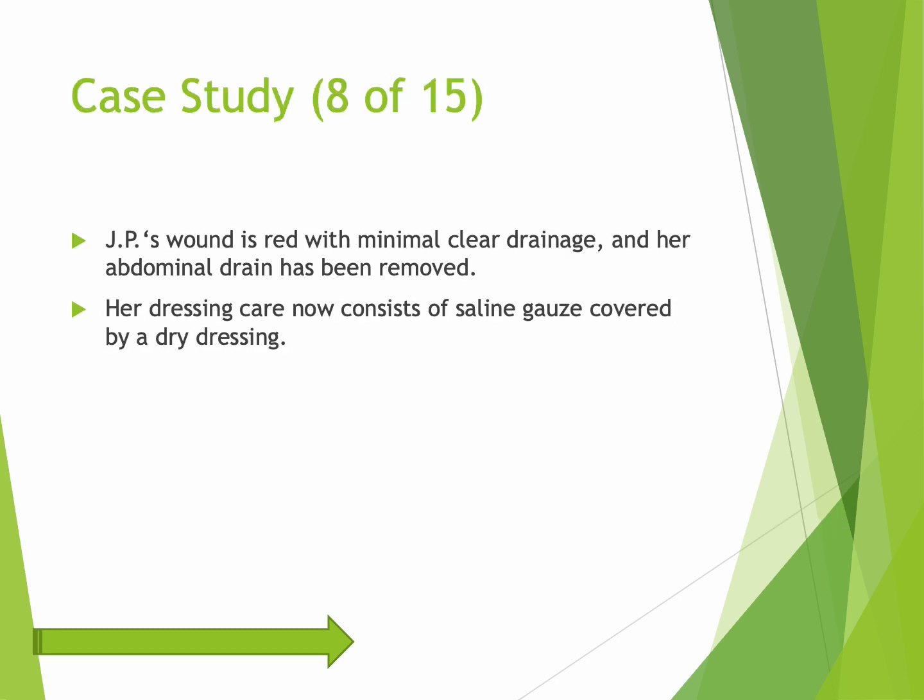All right, cool. So JP's wound is red with minimal clear drainage, and her abdomen drain has been removed. So we're making a little progress. Her dressing care now consists of saline gauze covered by a dressing. When you're using saline gauze, cover it by a dressing. Make sure you got an ABD on top, because those usually suck up the rest of the saline gauze that the skin isn't taking for healing, and it doesn't drain out into their clothes.